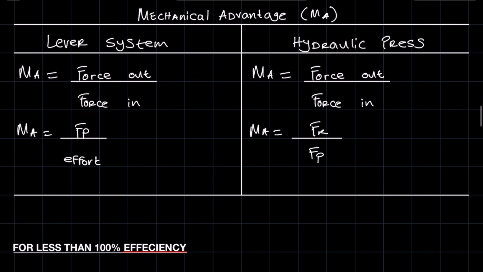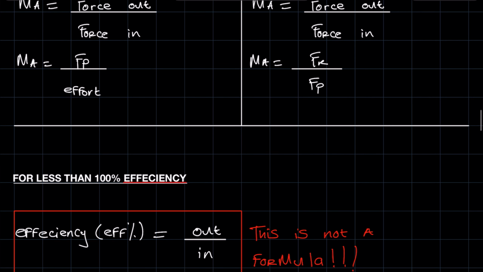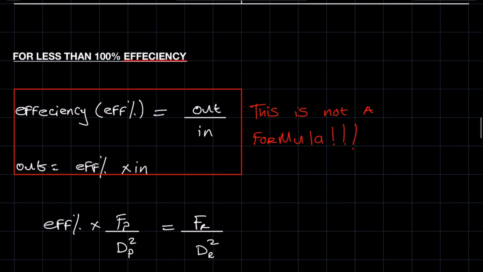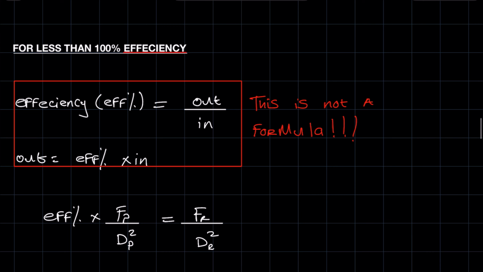Now we are going to look at what happens if the system is not 100% efficient. We are going to look at how efficiency influences the formulas we just looked at. And the simplest way we can look at that is from the perspective of how we get efficiency. Efficiency in general is equal to out over in.